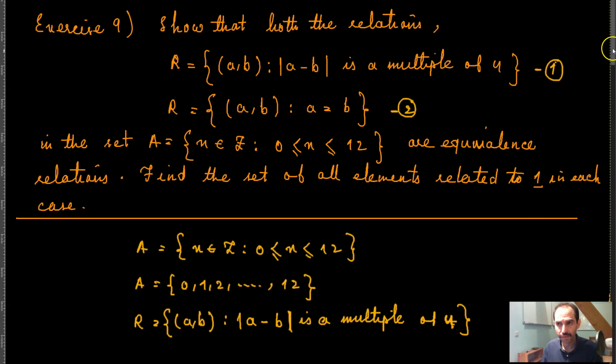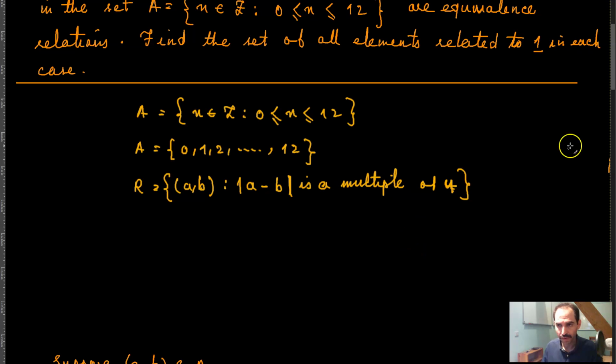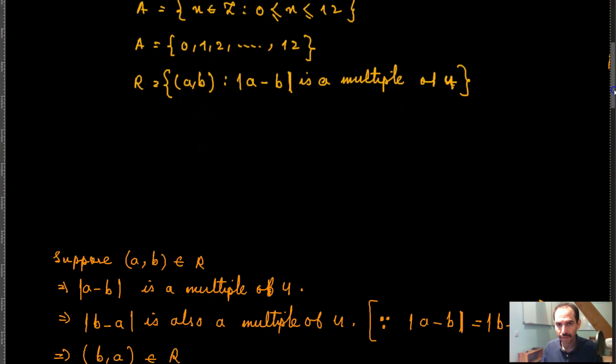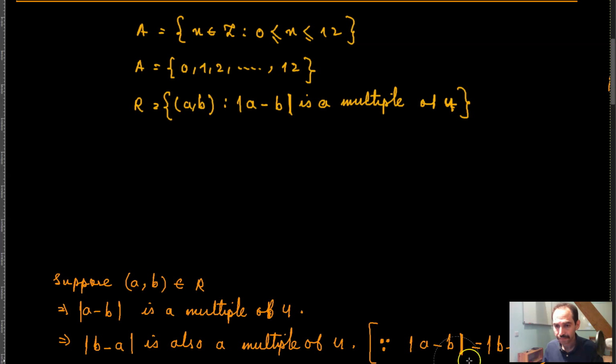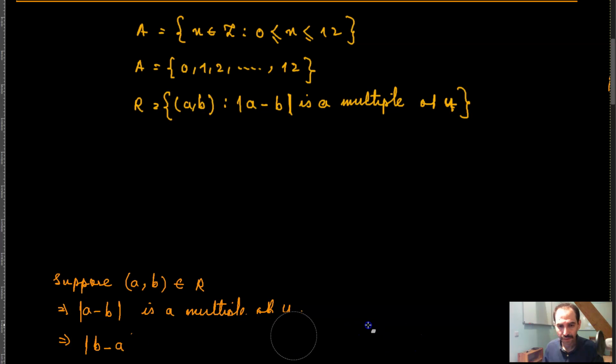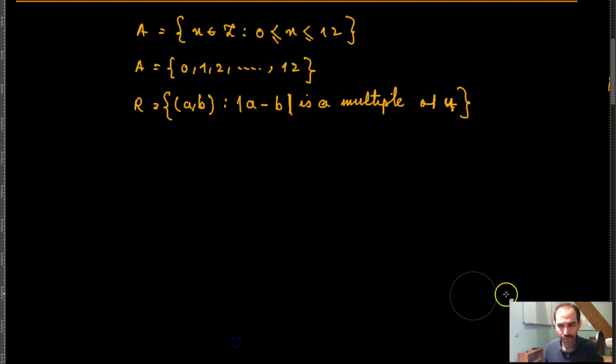How do I find all of the elements related to 1? In order to do that, basically, as you can see, in the case of this set, we have 0, 1, 2, and so on and so forth, all the way up to 12.